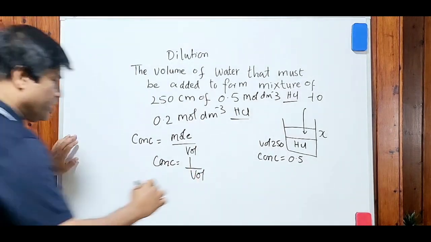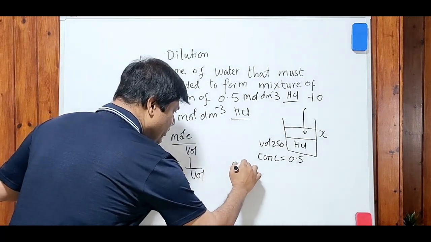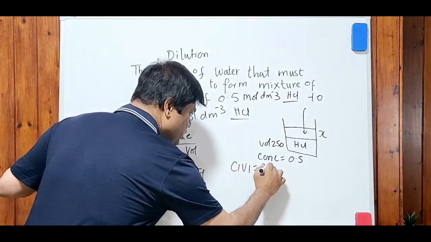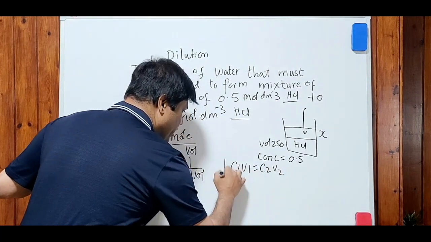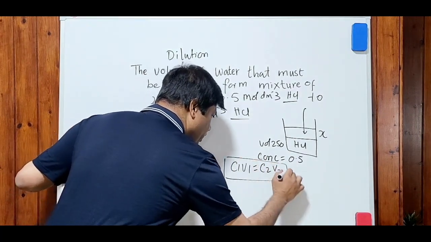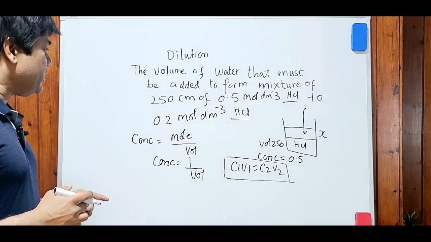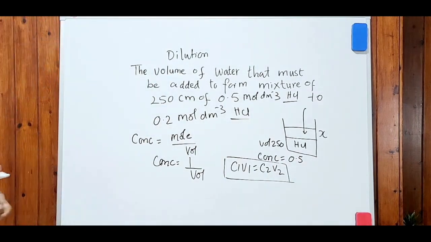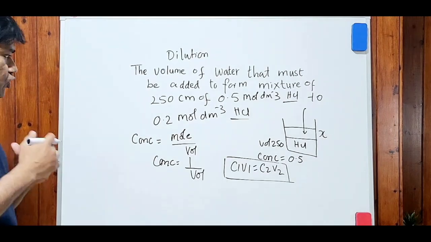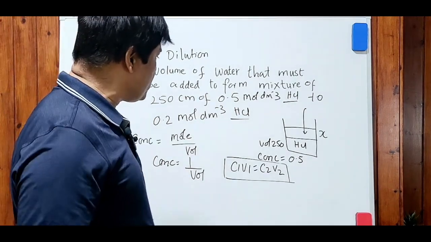With that, we are getting one equation, C1 V1 equals C2 V2. Very important equation, guys. Very important chemical formula. You can use this formula when you get a titration question to figure out the volume of the water added or the volume of the solution added.